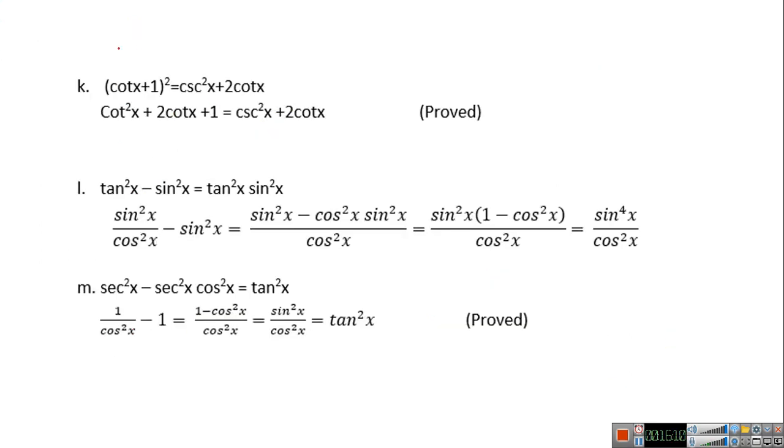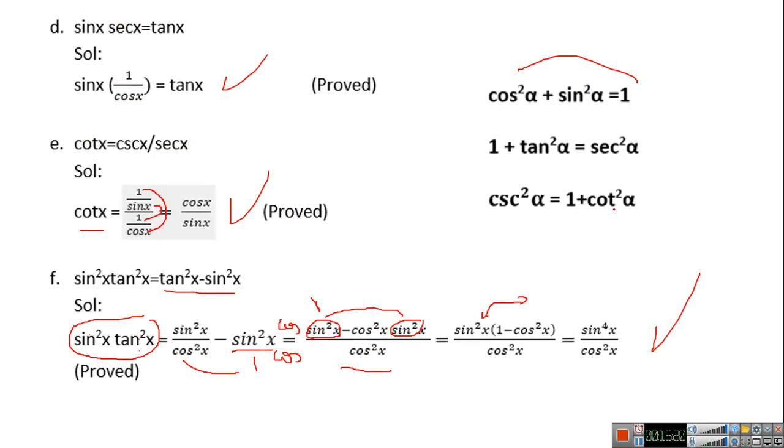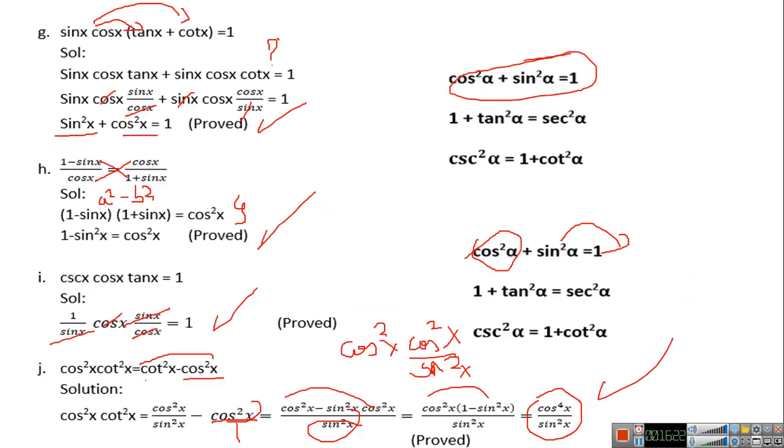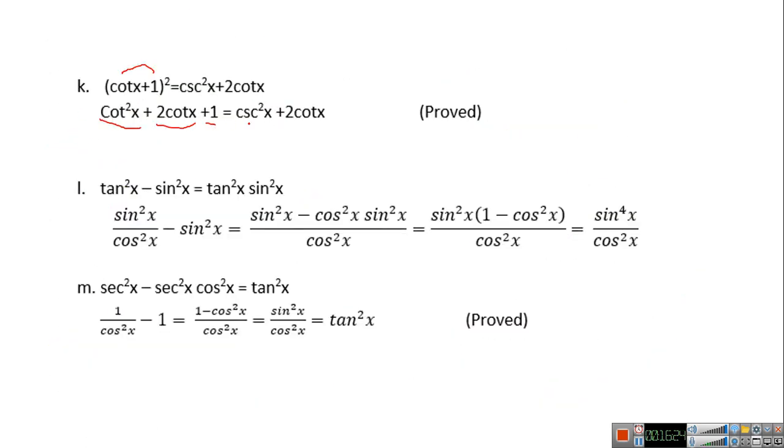Here, it's a plus b squared, so a squared plus 2ab plus b squared. So we know that cotangent square x plus 1 equals cosecant square x. So cosecant square x plus cotangent square x, so I have this equality, so it's the same, so it's proved.